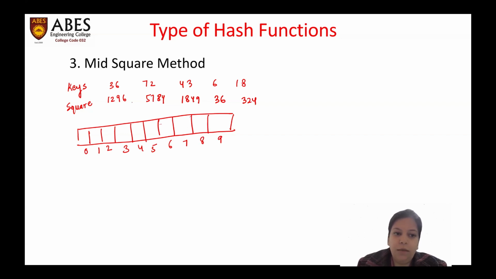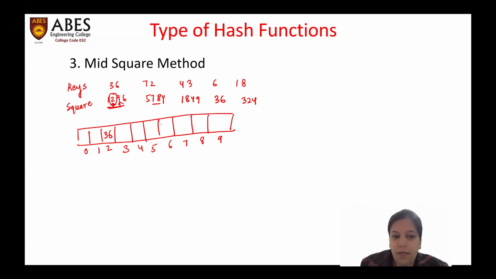Now, in order to use the mid-square method as the hash function, we are going to take the middle digit of the square as the index. As you can see, in the first number, 1296, we have two middle digits. So we can take either of them. Usually we take the left one. So here the index becomes 2. 36 can be mapped at index 2.